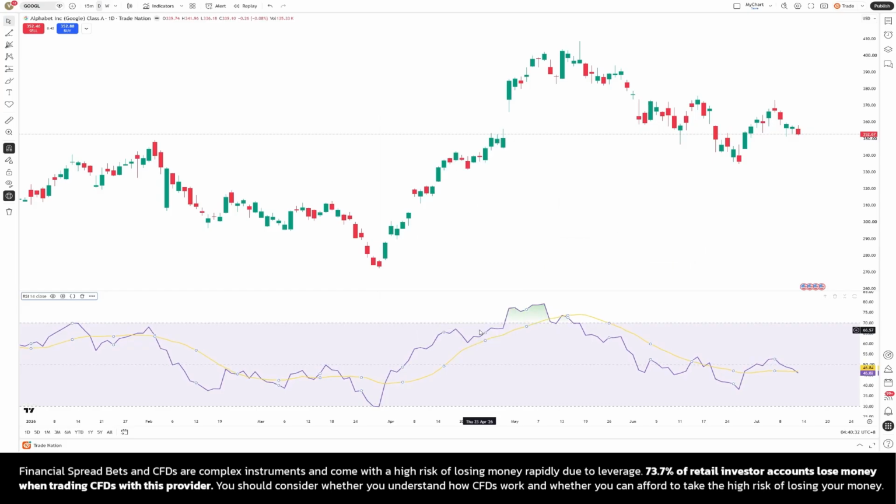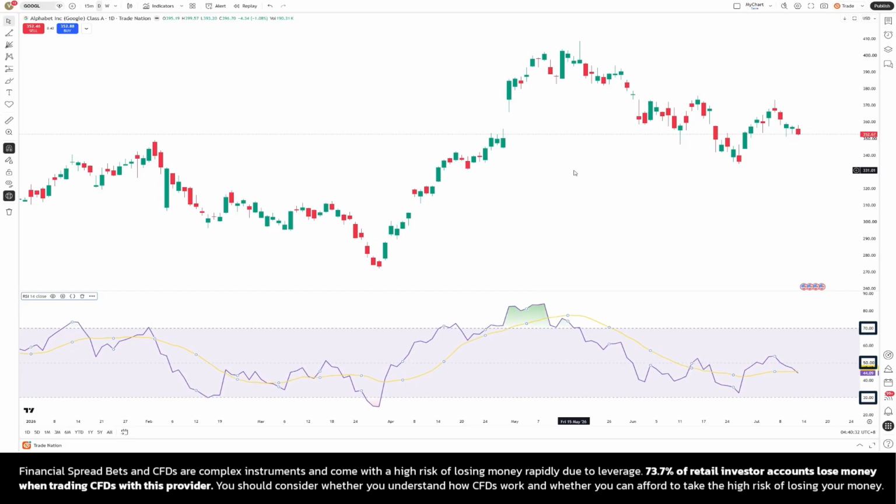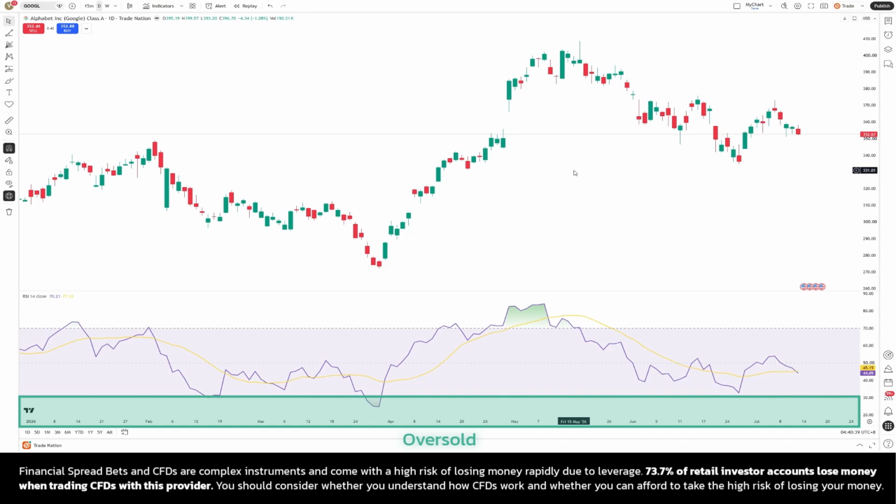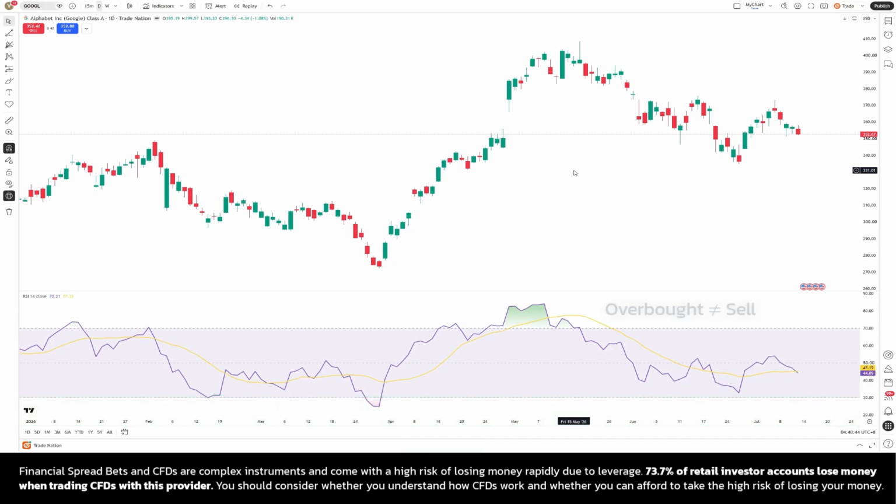The main levels traders usually watch are 70, 50, and 30. A reading above 70 is often described as overbought, while a reading below 30 is often described as oversold. But these levels need context. Overbought does not automatically mean price has to fall, and oversold does not automatically mean price has to rise. In a strong trend, RSI can stay elevated or depressed for longer than expected.